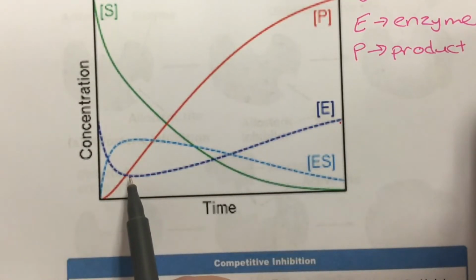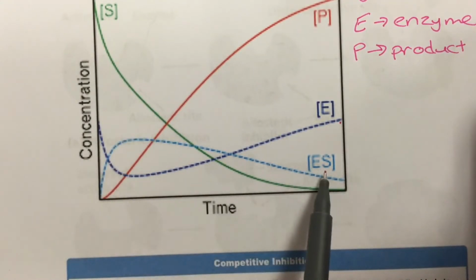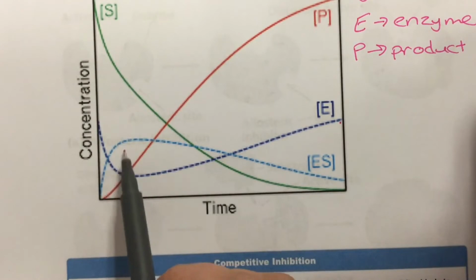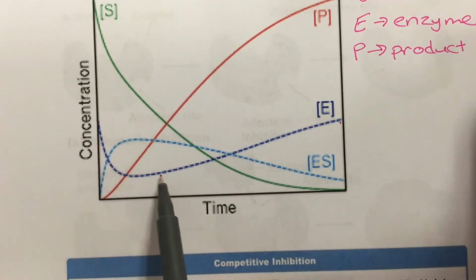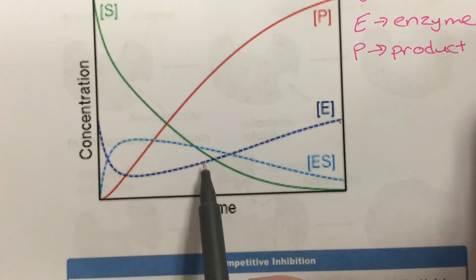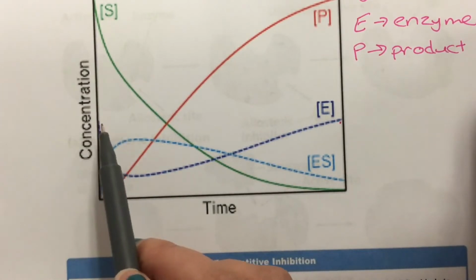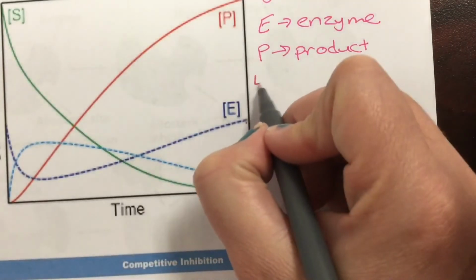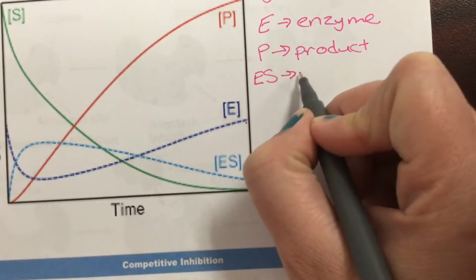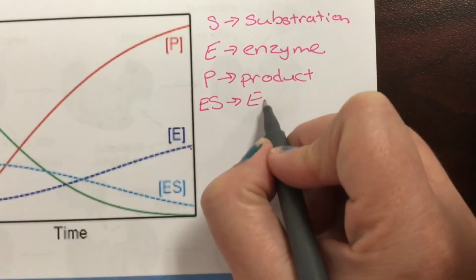Because really, those enzymes are actually still there, but what they've done is they've bonded with our substrate and formed our enzyme substrate complex. So that's where those enzymes are. So where are they right here? Why do we dip? They're actually still there. They're just bonded to the substrate. So if you combine these two, it would create all those enzymes. You'd get the same number. So that's the enzyme substrate complex.